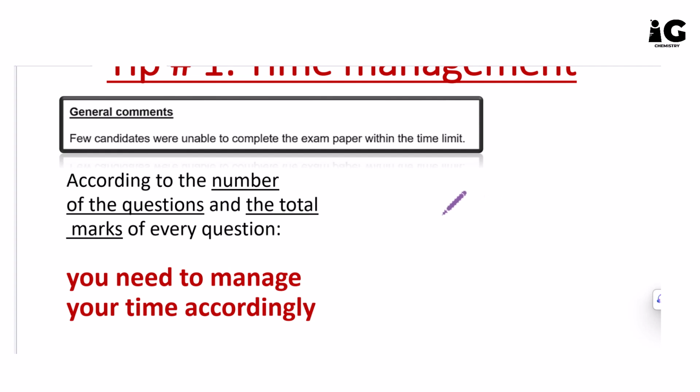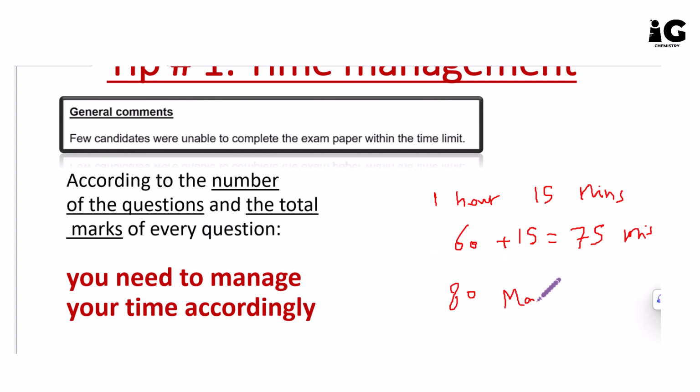So we said that we have 1 hour and 15 minutes. So we have actually 1 hour means 60 minutes plus 15. So actually we have 75 minutes, and we have 80 marks. So actually it means for every mark we have almost 1 minute. So we have to take care about this. So we need to think professionally, not emotionally.